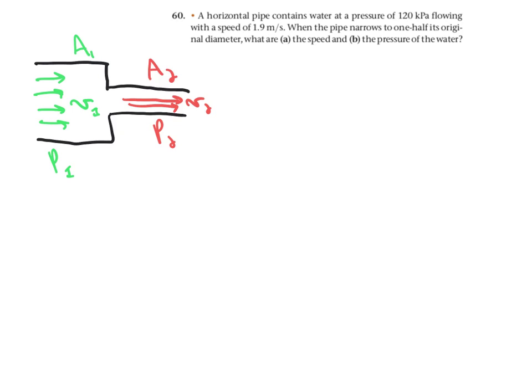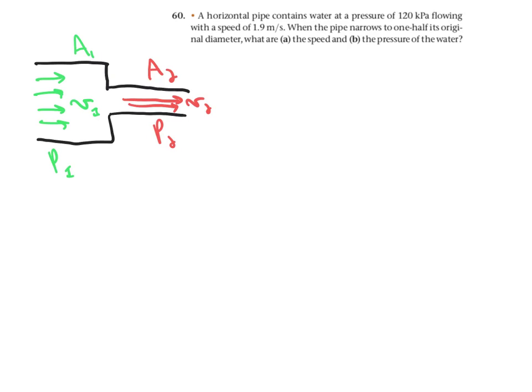Chapter 15, number 60. A horizontal pipe contains water at a pressure of 120 kilopascals, flowing with a speed of 1.9 meters per second. When the pipe narrows to half its original diameter, what are the speed and pressure of the water? So that's our picture where we have the pipe, and we know that since it gets narrower, we should end up with V2 being greater than V1, which will eventually imply that P2 should be less than P1, but this is expecting that we get actual numbers, so we should walk through and do that.